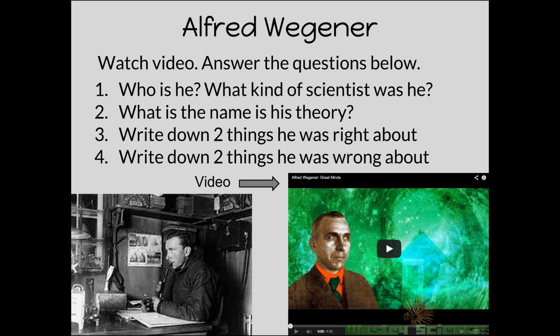So I want you to write down who he is and what kind of scientist he was, because that's really a big important part in this story. What was the name of his theory? And write down 2 things that he was right about in terms of plate tectonics and 2 things that he was wrong about. So you can go ahead and get started on that. He's a very interesting guy.